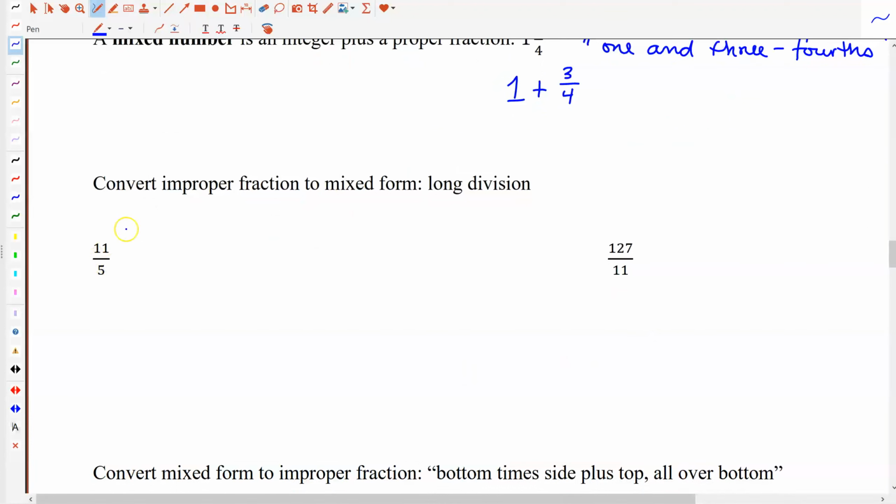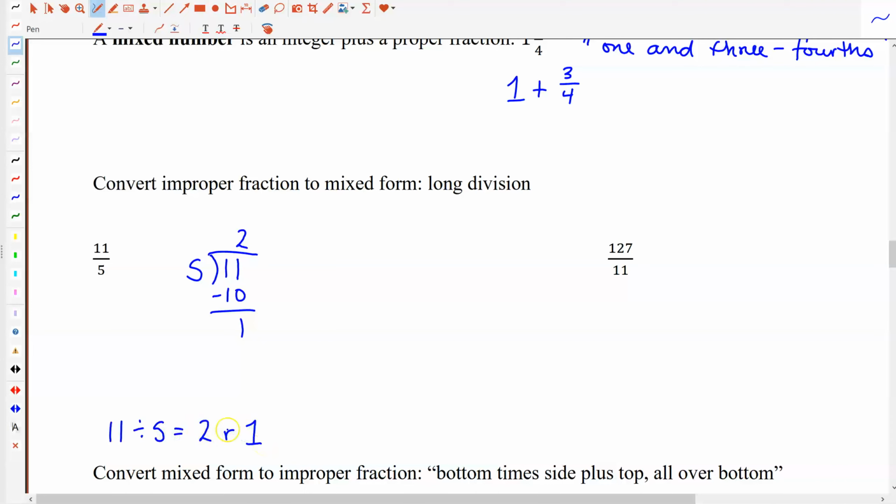So in the improper fraction 11/5, for the long division, I would put 11 underneath the long division symbol, and 5 would be on the outside. So I'm asking myself, how many times does 5 go into 11? 5 goes into 11 2 times. 2 times 5 is 10, so I would subtract that off, and I get a remainder of 1. Now earlier, if I have 11 divided by 5, we could write this as 2R1, right? So 2 would be the quotient, and the remainder is 1.